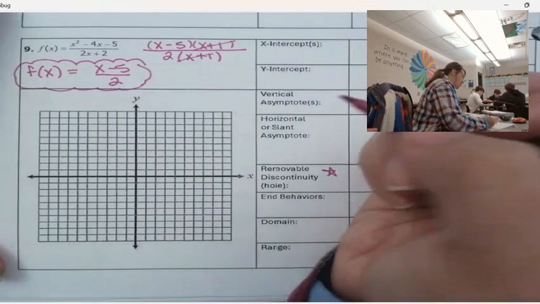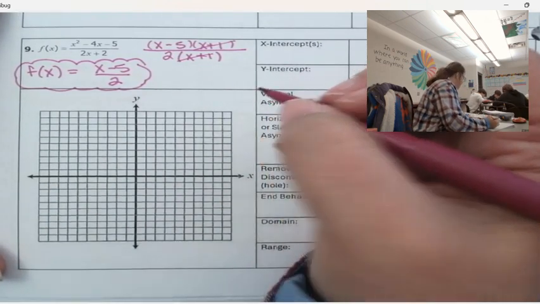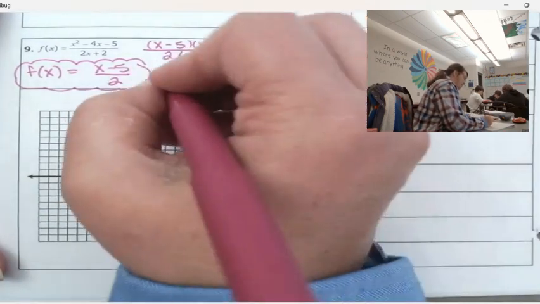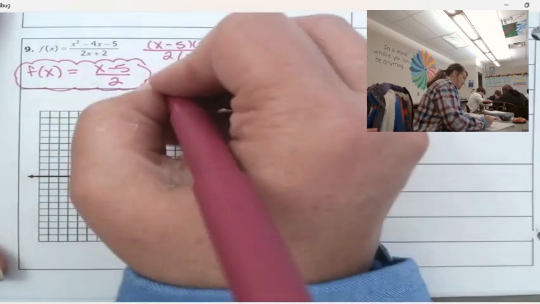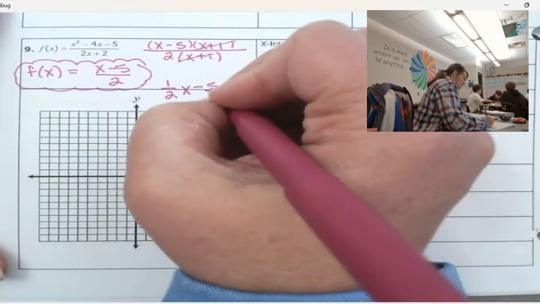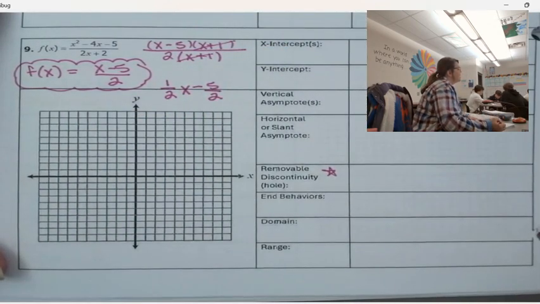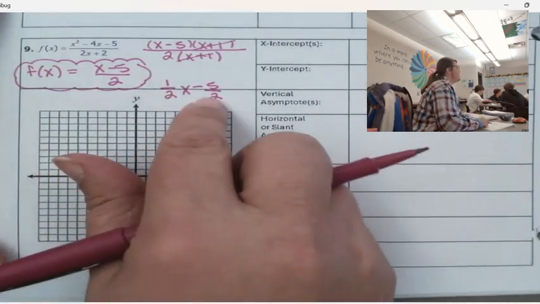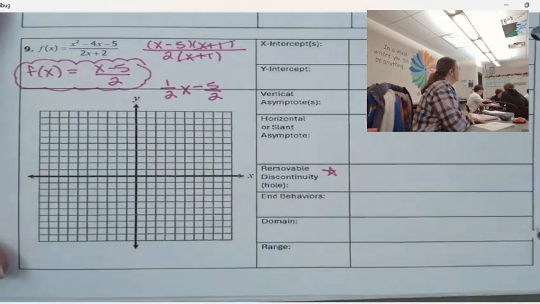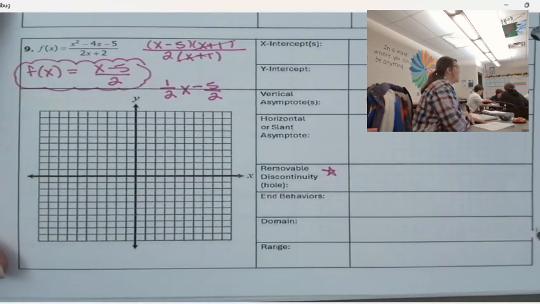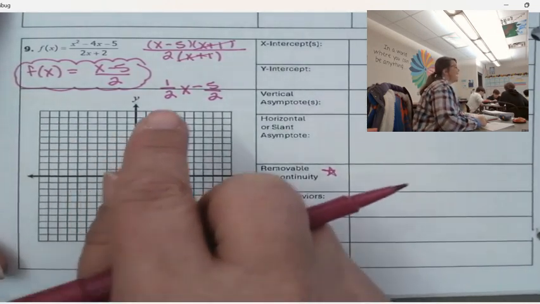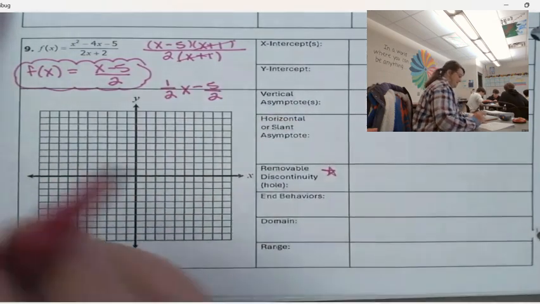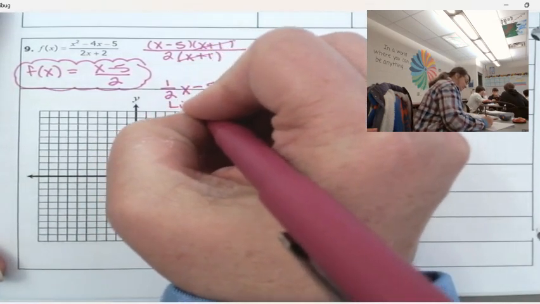Now, what if I go back and write this a little bit differently? What if I break this up and write this as 1/2 x minus 5 over 2? Can you guys tell me what this is going to graph? What does this look like? Like, what is this in the form of? Yeah, it's just linear. This is just a line. This is just in y equals mx plus b form, but it's a line with a hole in it. Okay, so this is linear, absolutely.